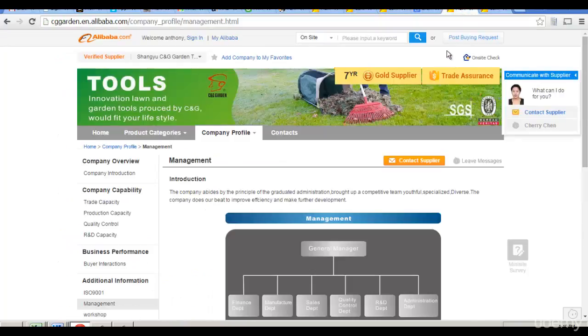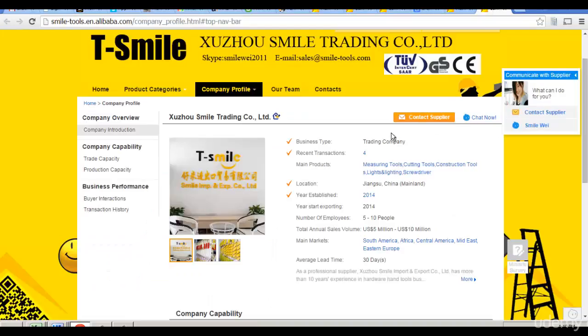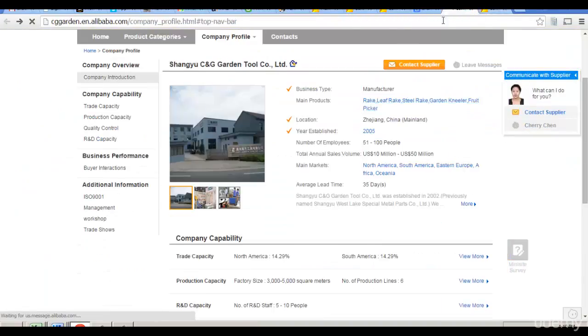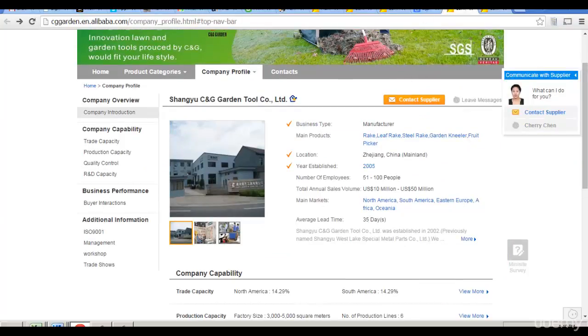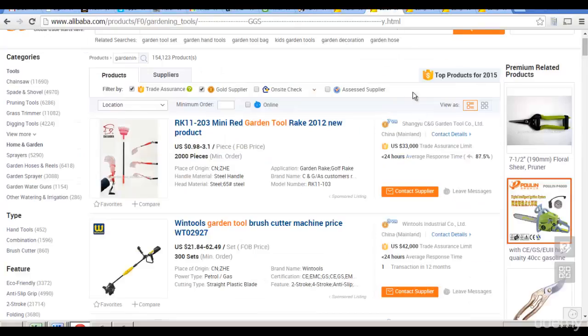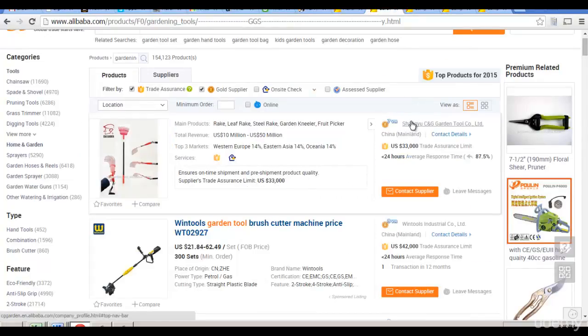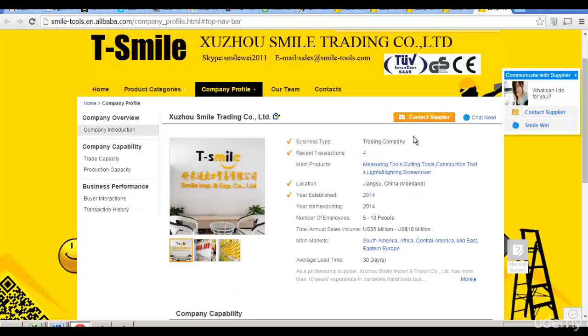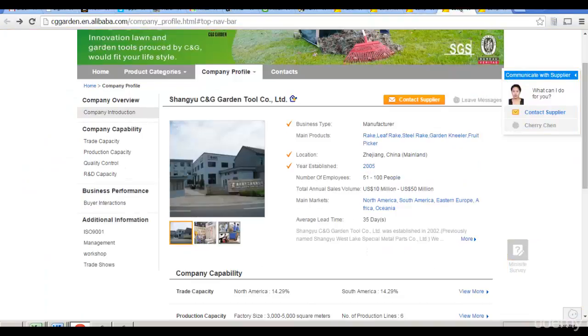Now, some of the other information that I wanted to show you was the difference between a trading company and a manufacturer. So when you saw there, when I go to the company page, you remember there I went to the company profile right here, okay? And when you go to that page, it tells you the business type, manufacturer. And now this one's a manufacturer, and this one's a trading company. Now, who would you rather do business with?